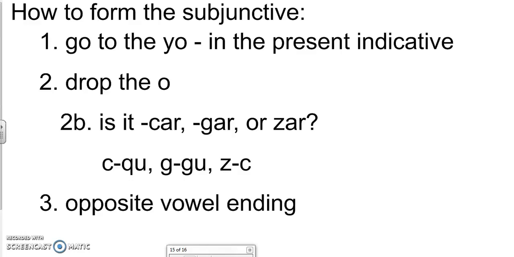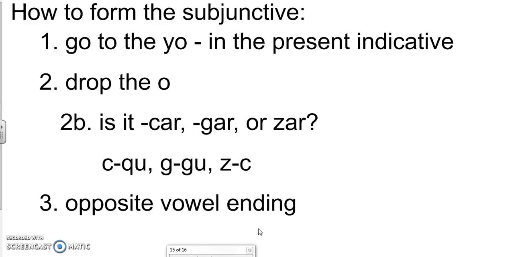Those verbs I just showed you were regular verbs, but what would happen if the verb was irregular? For example, what if the verb was empezar? Go to the yo. Empezar would be empiezo. Drop the o. Empiez. Is it a car, gar, or zar? Yes. So we'll change the z to c. And then the opposite vowel ending, it would end up being empiece or empieces, and so on.